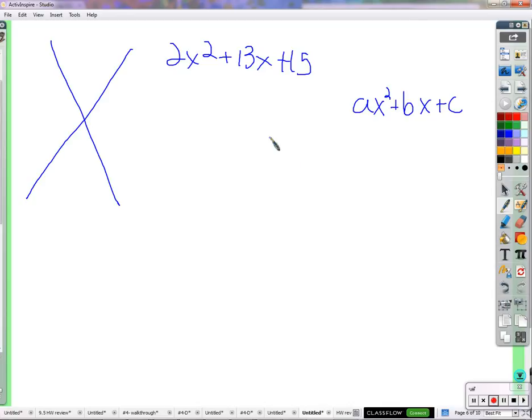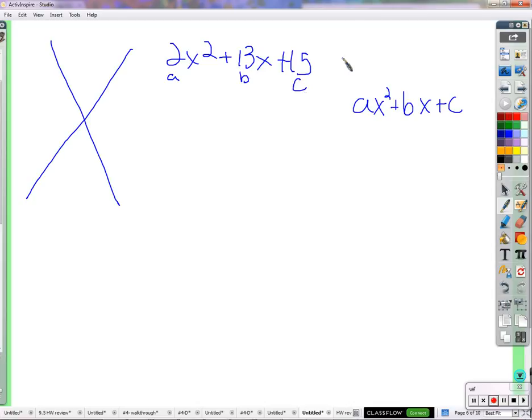If we write it in order, x squared first, x next, and then just the number, we can always call them in order a, b, and c. That's only though if you write them in order. x squared first, x next, and the number last, c. Okay? So that's how you can write them a, b, and c. So a is 2, b is 13, and c is 15.